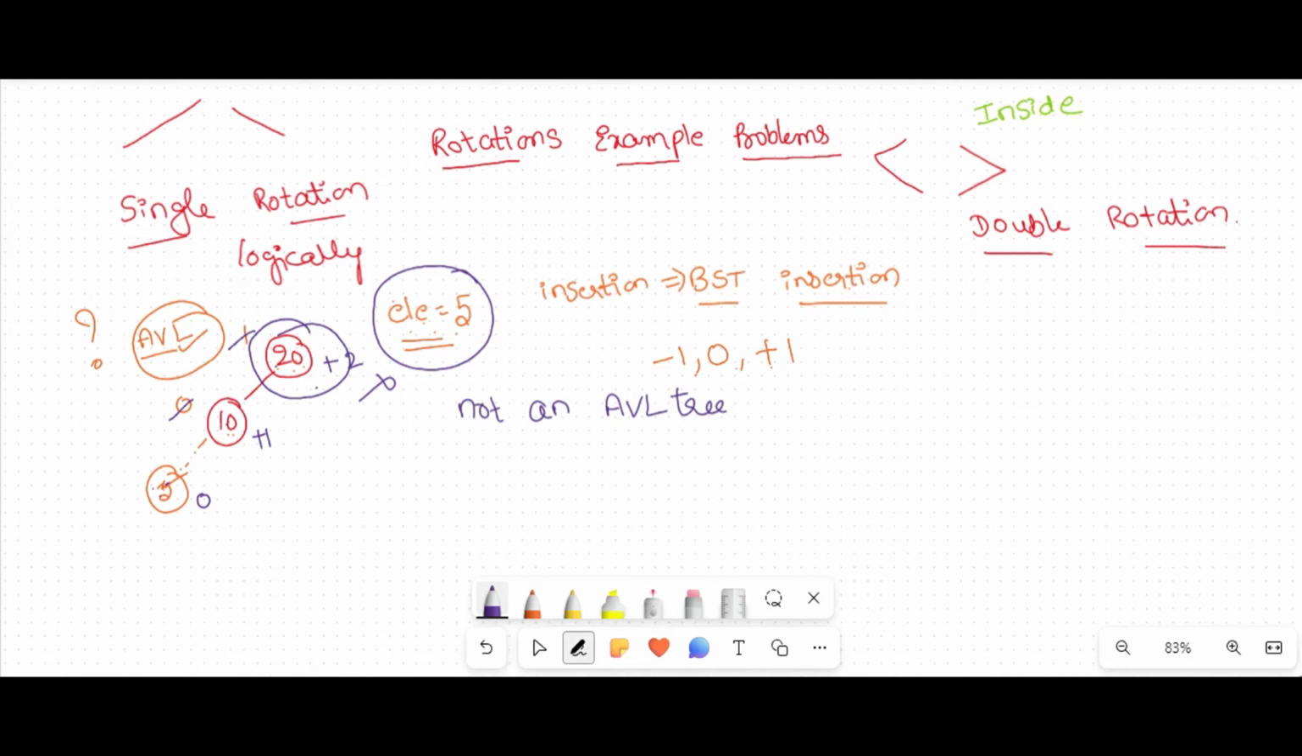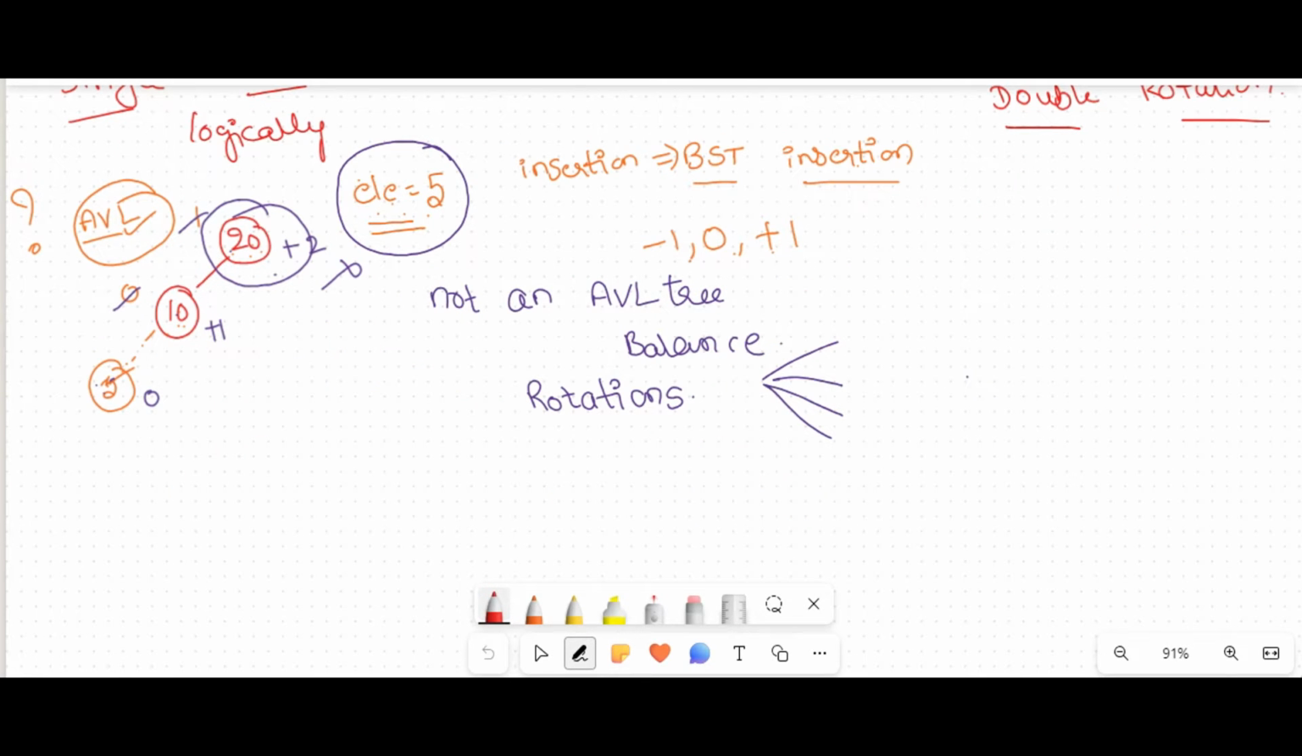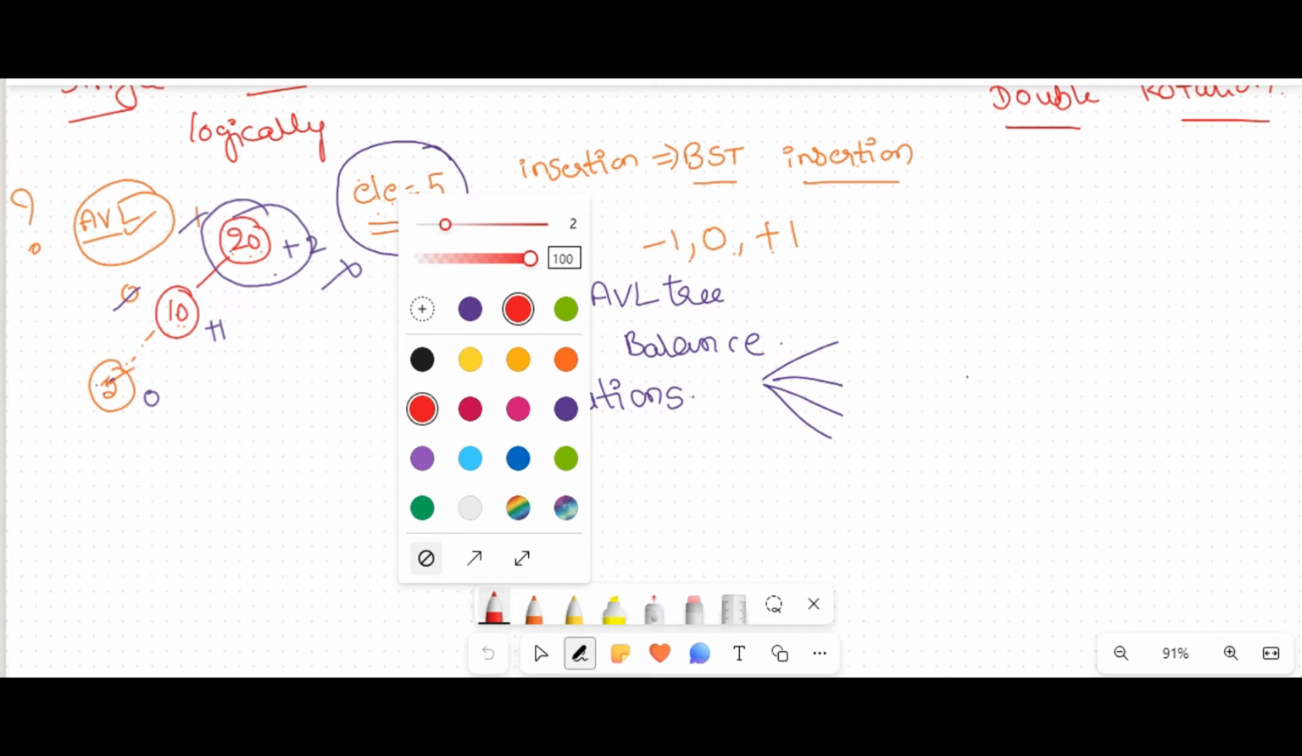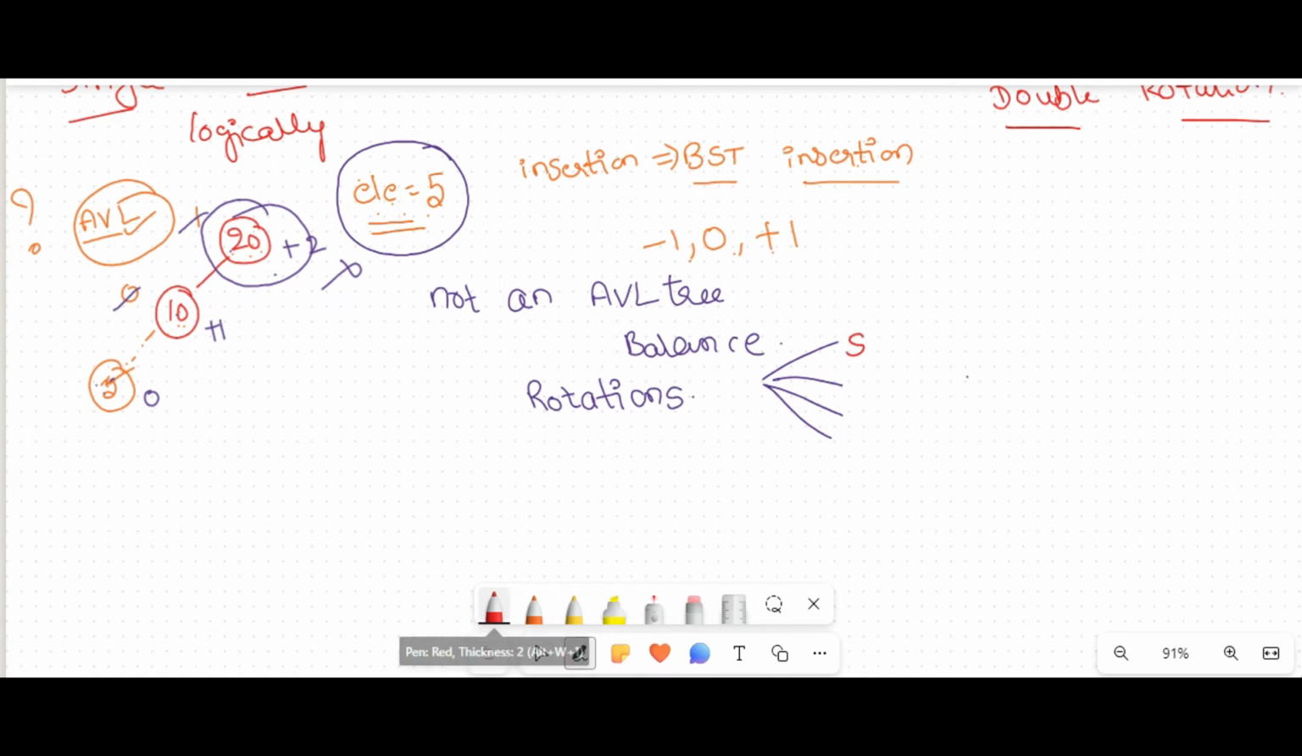Now, how do we balance the AVL tree? To balance the binary search tree, we have to apply rotations. We have 4 rotations, so which rotation do we have to apply? The 4 rotations are single left rotation, single right rotation, double left-right rotation, and double right-left rotation.